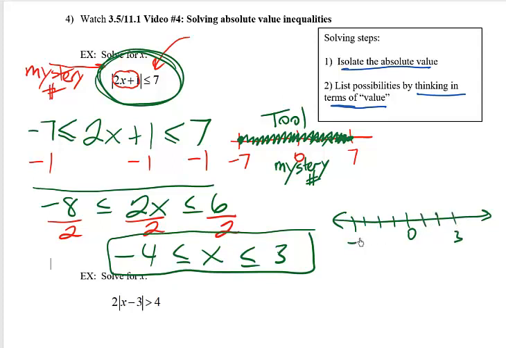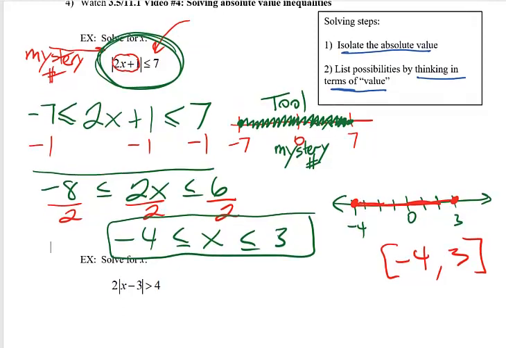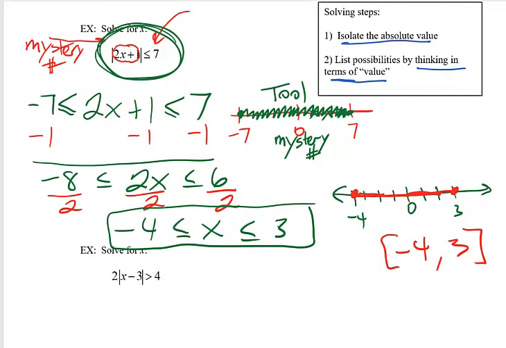I would need negative 4, and I would need 3, and I'm shading in all the numbers in between, including the ends. So here would be a number line picture of the solution. And the interval notation, left number negative 4, comma, right number 3, and both in brackets because I'm including the ends. That's solving an absolute value inequality. Definitely tricky. I mean, make no mistake. And I think the tricky part is because you have to do the thinking. You have to use this tool and think about the mystery number.